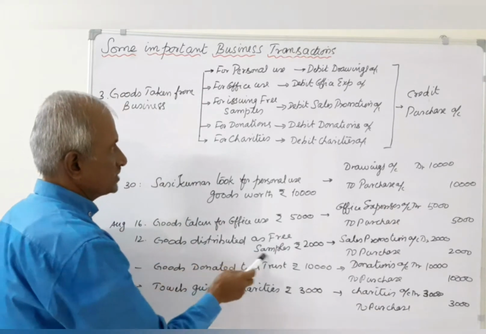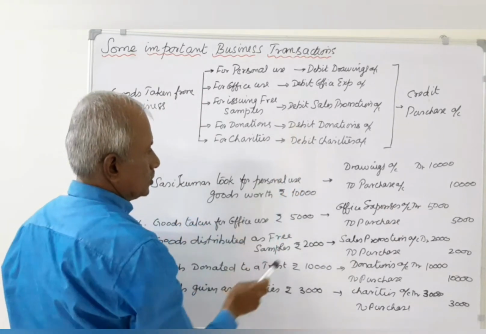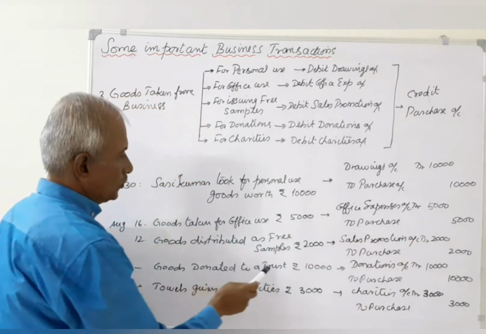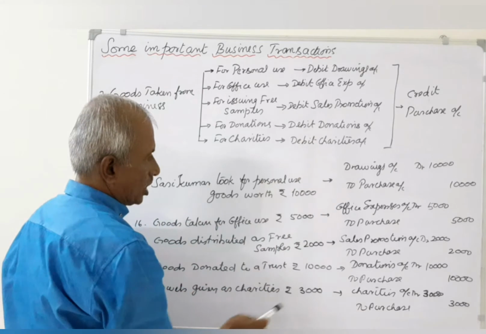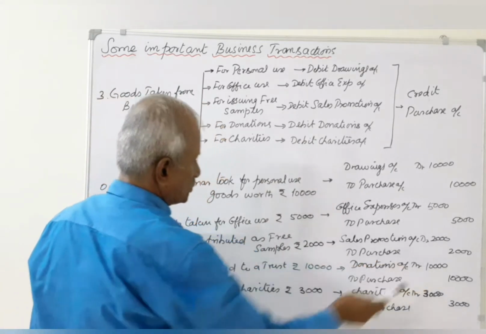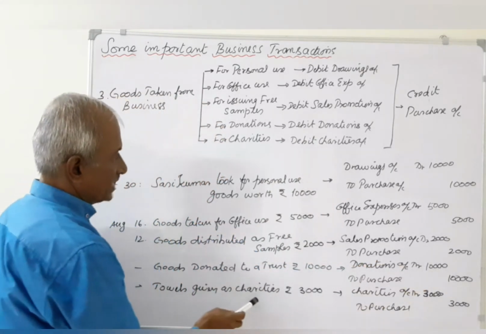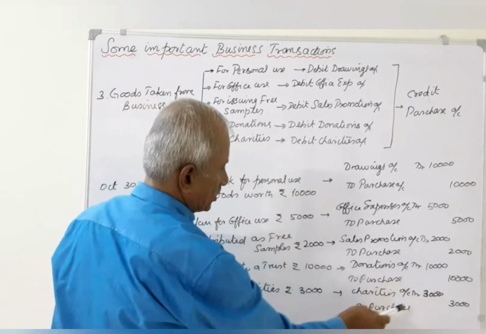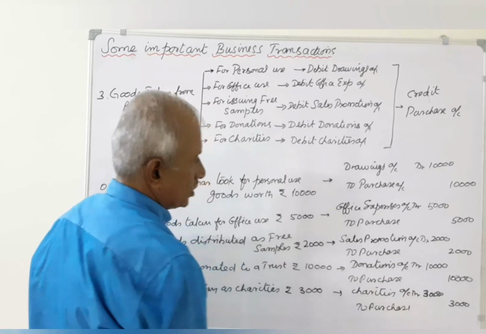Goods distributed as free samples, so sales promotion account debit to purchase. Goods donated to a trust, donations account, so donations account debit to purchase. Towels given as charities, debit charities account, so charities account debit 30,000 to purchase account 30,000.